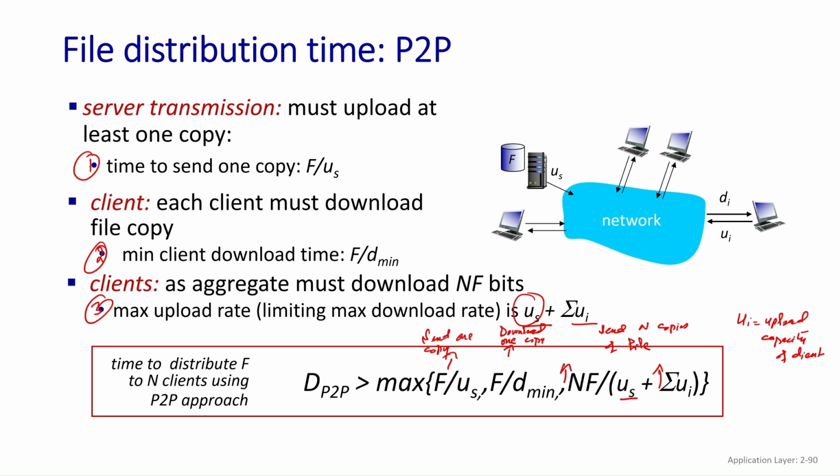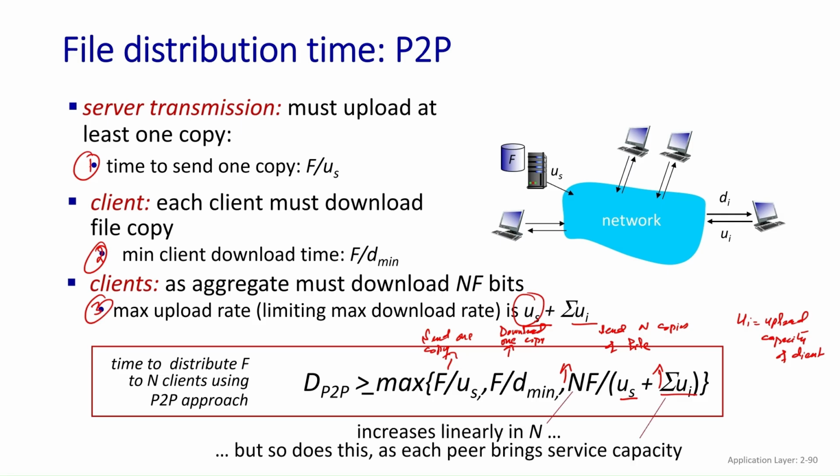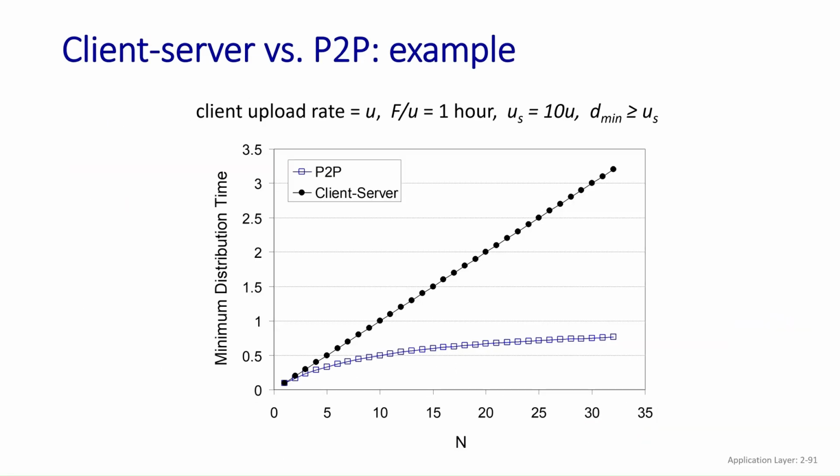Now all the clients are also participating in this file sharing process, right? So if n is increasing, so is the upload capacity as well. If n increases linearly, so does the number of peers participating in this process. So have a look at the distribution time in this file sharing, considering both peer-to-peer and client-server applications.